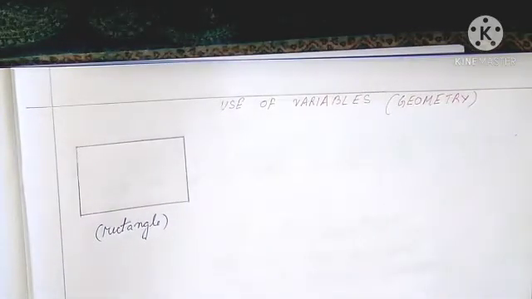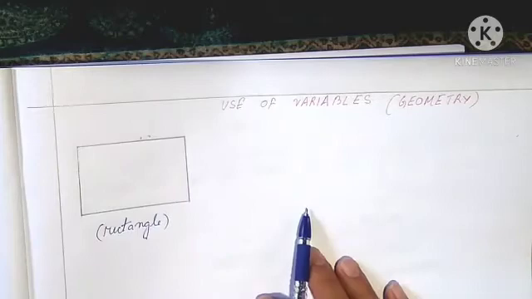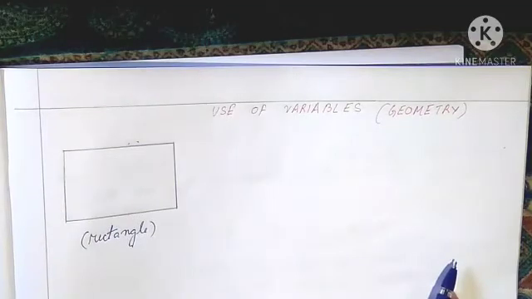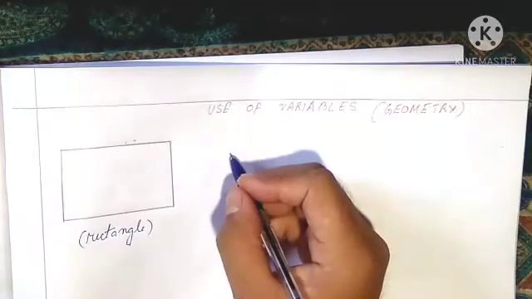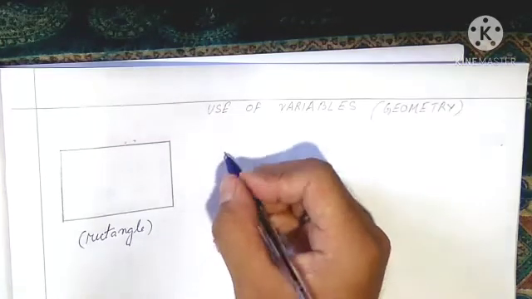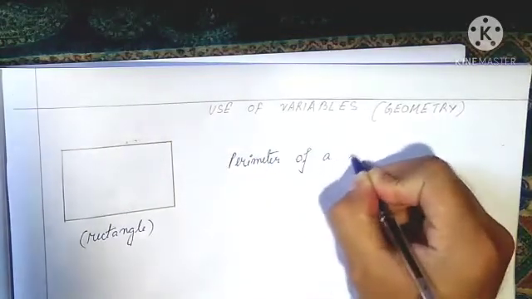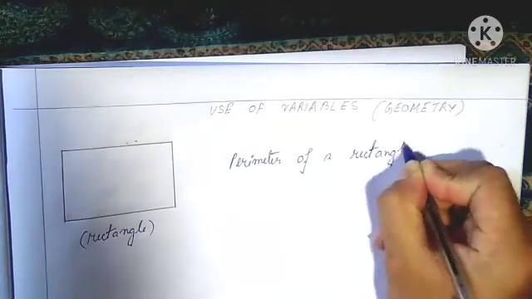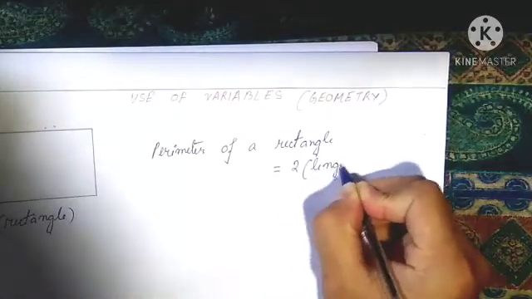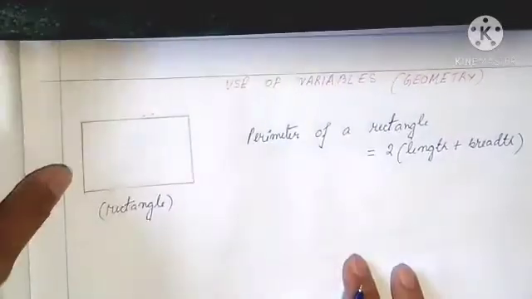So we all know that in a rectangle the opposite sides are equal in length. That is, the length will be equal in length and the breadth will also be equal in length. Do you still remember the formula of the perimeter of a rectangle? The perimeter of a rectangle is equal to twice length plus breadth, right? So this is the formula of a rectangle that we have learned.